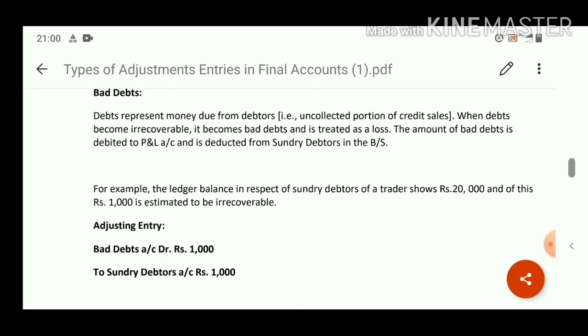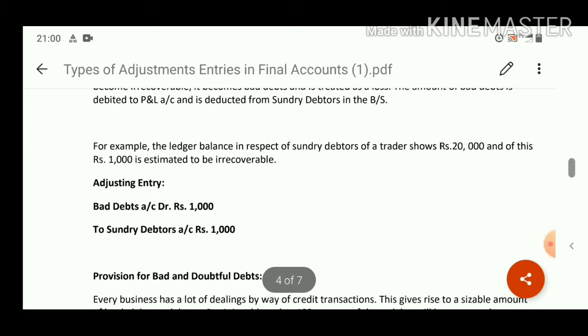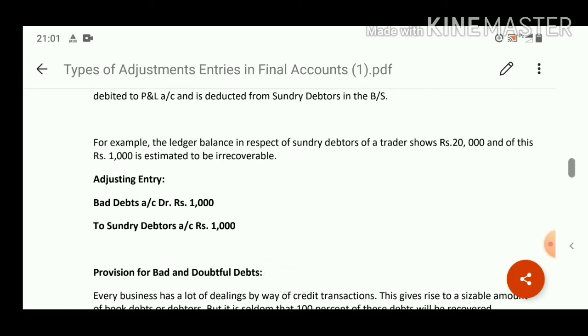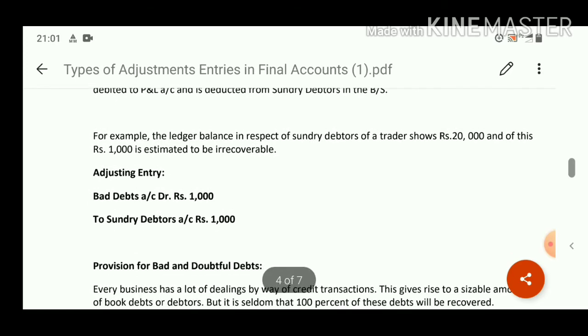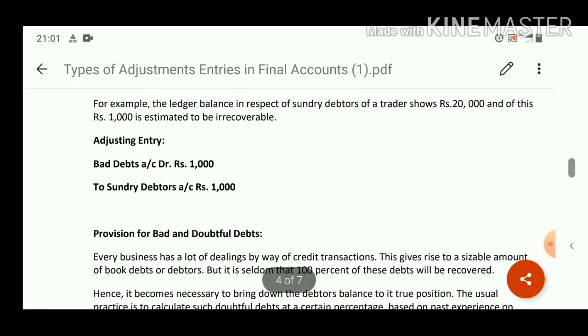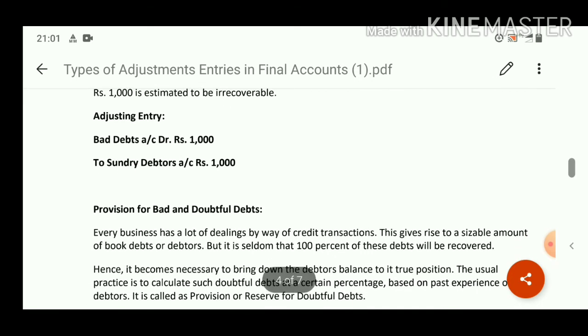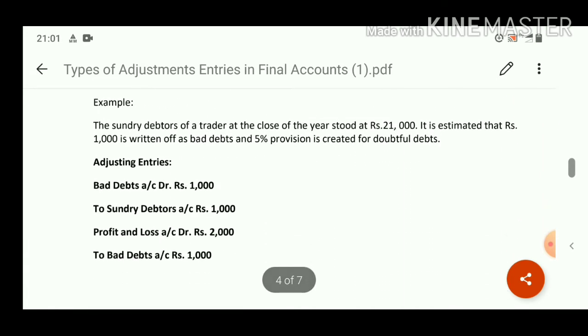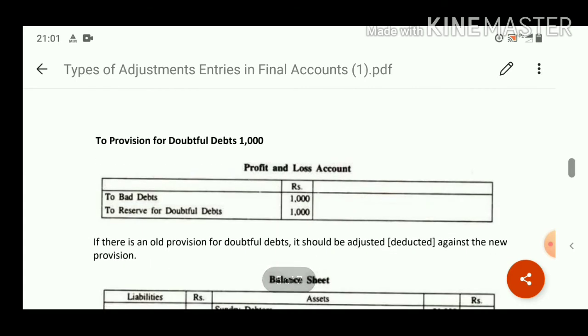Now as an example, the ledger balance in respect of sundry debtors of a trader shows rupees 20,000, and of these rupees 1,000 is estimated to be irrecoverable. Means 1,000 is my bad debt. Out of all these 20,000, I have lost this rupees 1,000 as bad debt. So this 1,000 as bad debt is my loss. So what I will do, I will record it on the debit side of the profit and loss account. As I have done it here, profit and loss account, debit side, bad debt rupees 1,000.